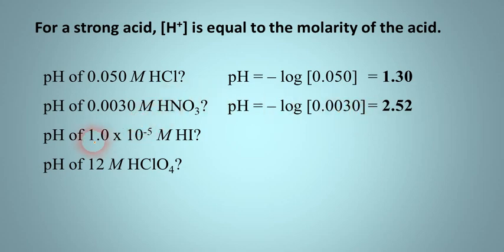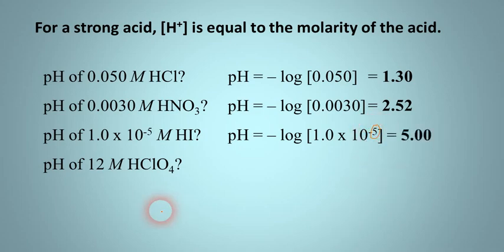Now on this one, you can probably do this one in your head. The pH of 1.0 times 10 to the negative fifth molar hydroiodic acid, just take negative log of 1 times 10 to the minus fifth. And I hope you all can see that that is just 5. How about the pH of 12 molar perchloric acid? You've got to take the negative log of 12 on your calculator. So key that in. It's negative 1.08.